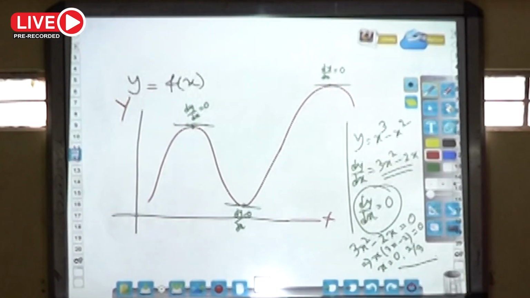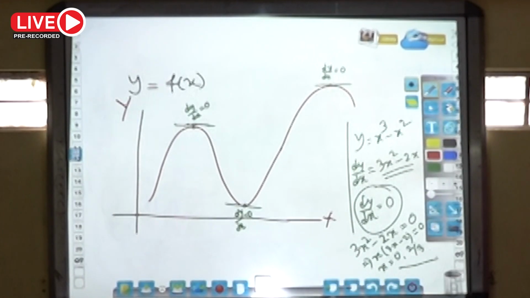So that means by taking the first derivative equal to 0, you can only find the stationary points, not the maxima and minima. You cannot decide whether that stationary point corresponds to a maximum value or a minimum value, whether it's a peak or it's a valley. You cannot decide from the first derivative equal to 0.